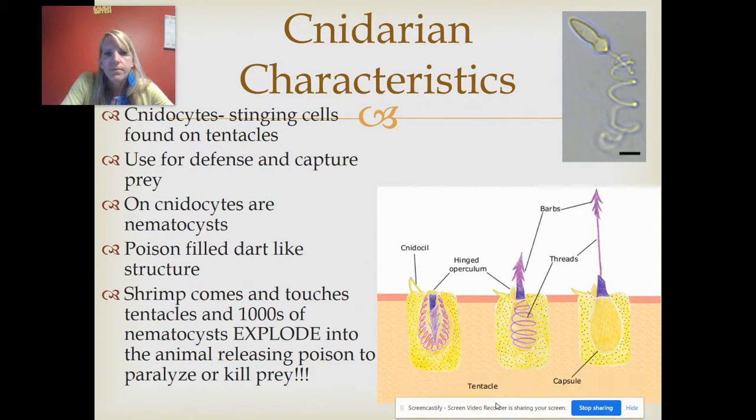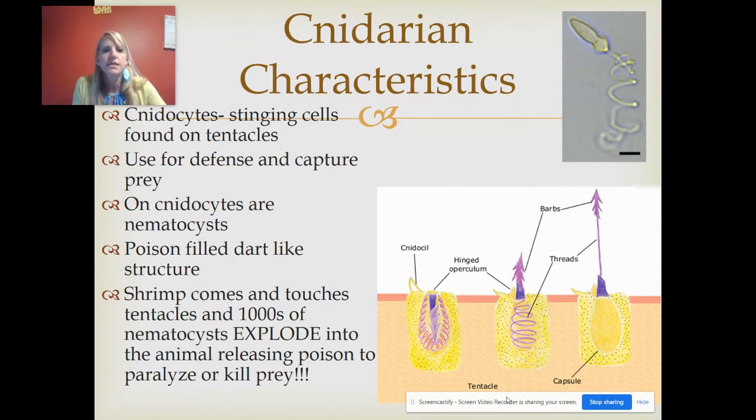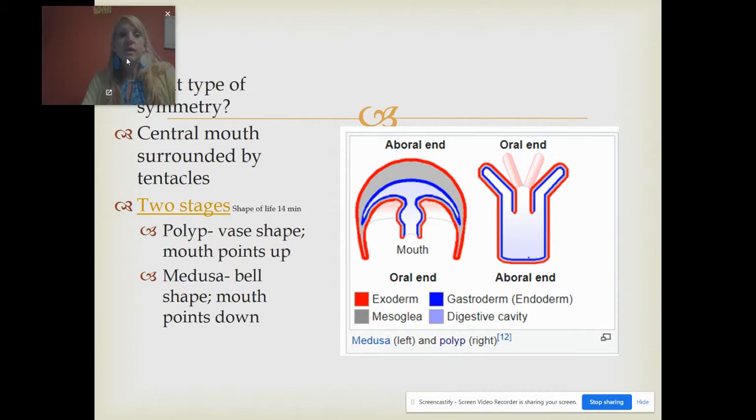So, for example, a shrimp comes in and touches the tentacles, and thousands of what I just showed you hit that shrimp and they explode into the animal and release poison and paralyze or kill its prey. And then they swallow it. It's really actually kind of cool. All right, so let's go back to that symmetry.